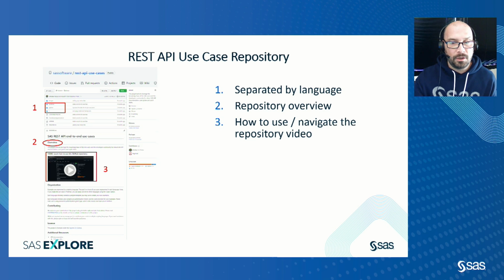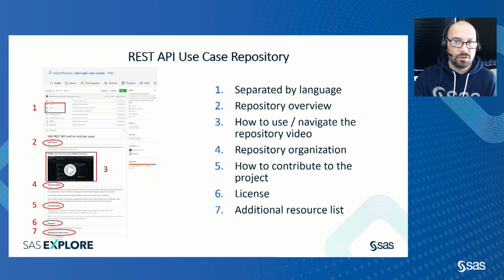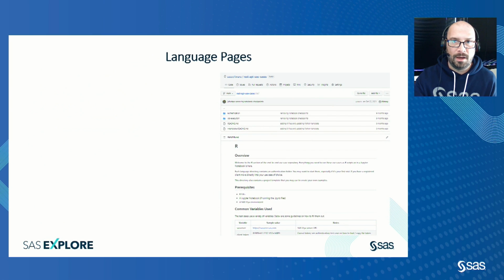We included a video that's going to talk a lot about what we do here, but it's a 5-minute video, I think, or less. And it shows you how to navigate and how to do various things. And then there's the repository organization, how things are separated, how you can find different things, how you can contribute to the project, the obligatory GitHub licensing information, and then we have an additional resource list that will give you information about other resources that may help you out.